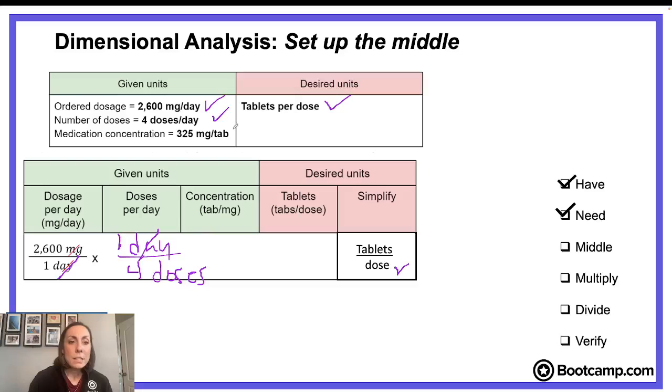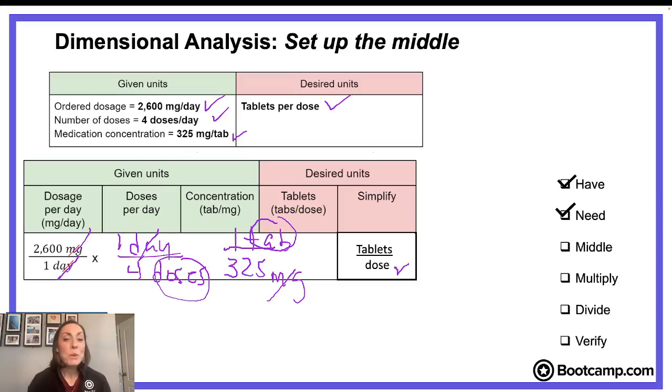And then I'll take this 325 milligrams per tab, and where do I want to put my milligrams? Am I putting that on top or the bottom? I need it to cancel, right? So I'm going to put my 325 milligrams at the bottom so my milligrams will cancel. So here I see I've set up the middle, I can cross off my units, and I'm going to be left with tabs per dose. All right, so let's do our multiplication.